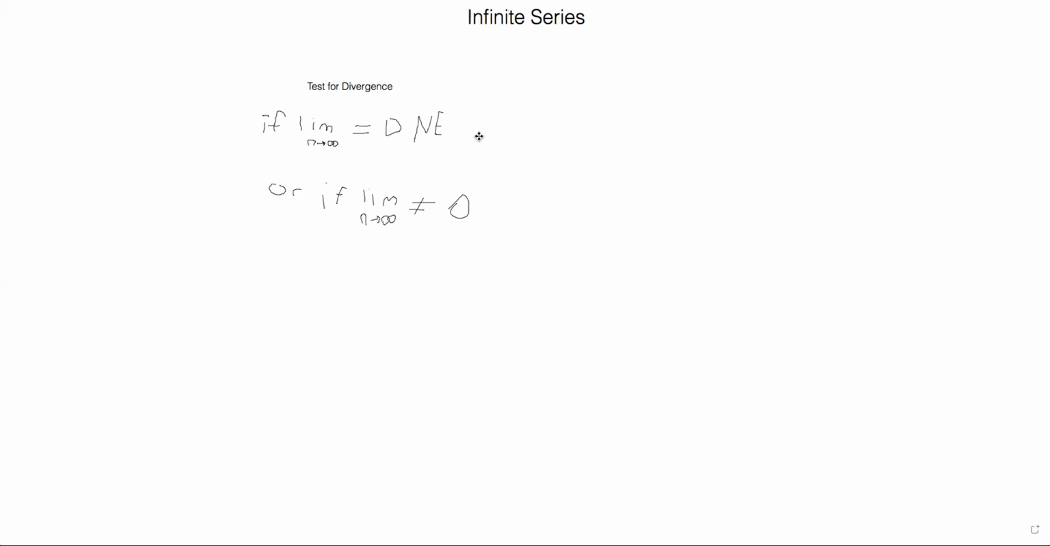And I'm sorry, I meant to put something there. I meant to make this the limit as n goes to infinity of the sequence a sub n. And then same thing down below. So if either of these are true, then the series diverges.